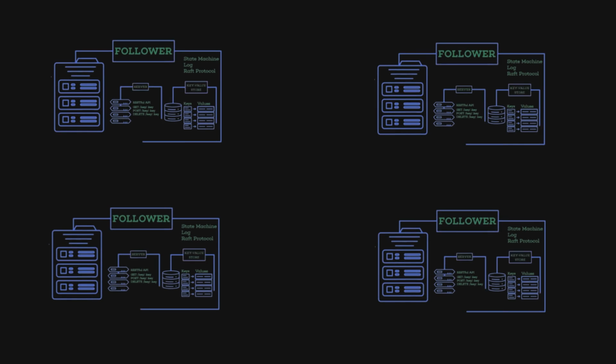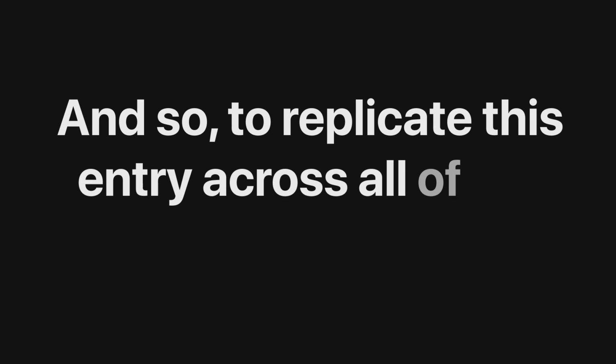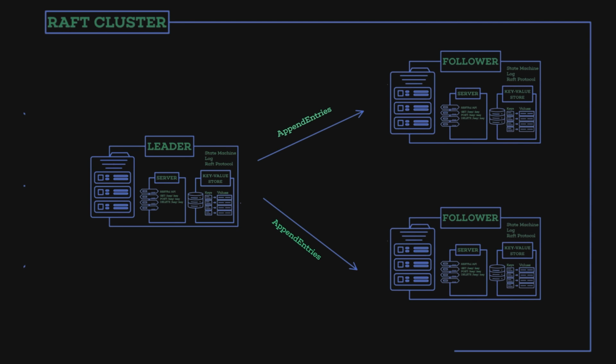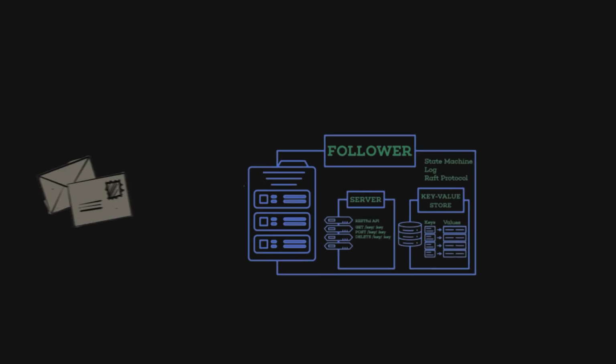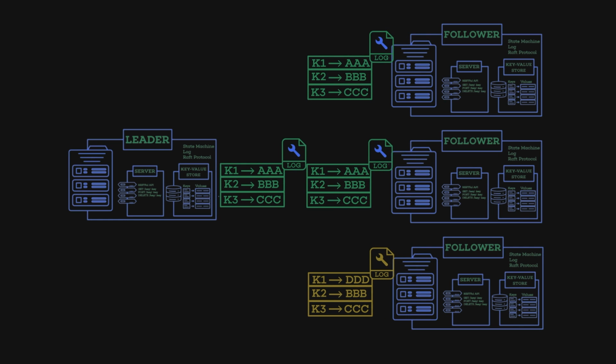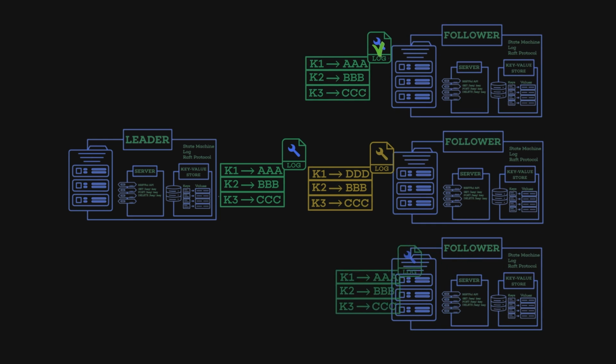We would need to commit the entry for the operation to be performed. For this to happen, we need a majority of the followers to have this operation appended to their logs. And so, to replicate this entry across all of the replicas, the leader sends append entries messages to the followers in its cluster. Upon receiving an append entries message, a follower performs a consistency check to verify that its log is identical to the leader's. After passing the consistency check, the follower appends this set operation as a new entry in their logs.